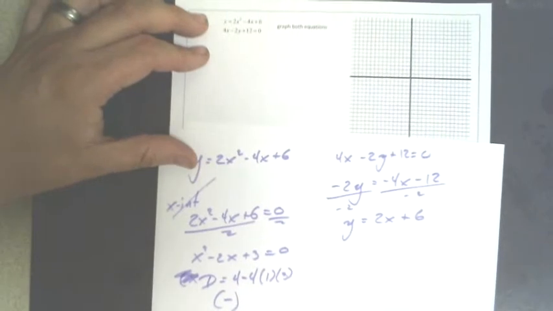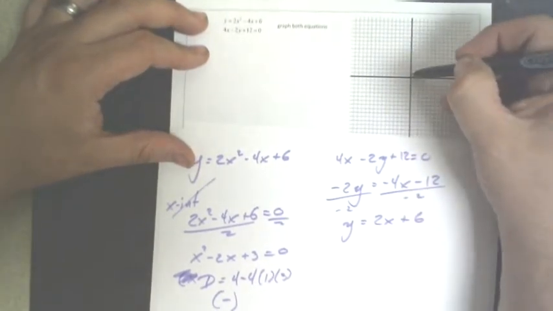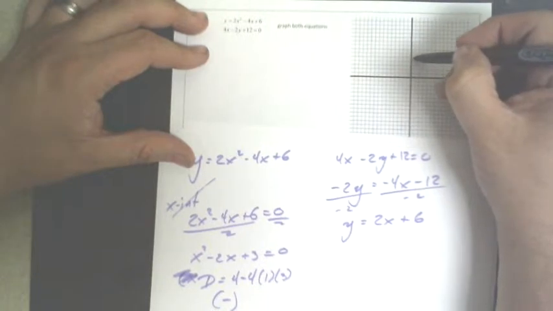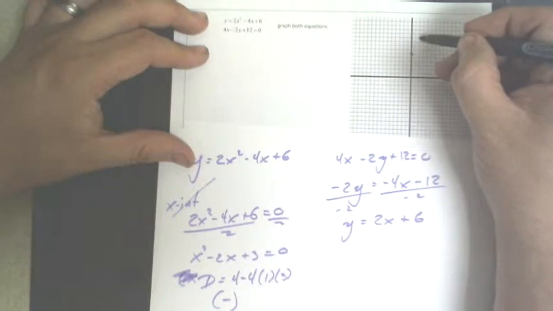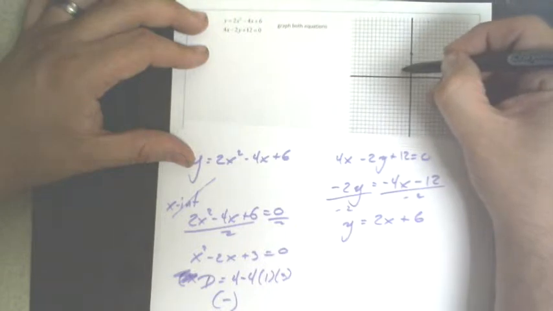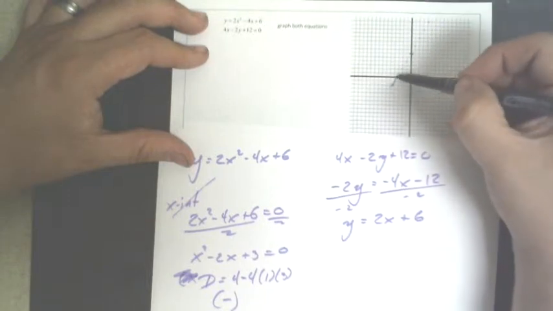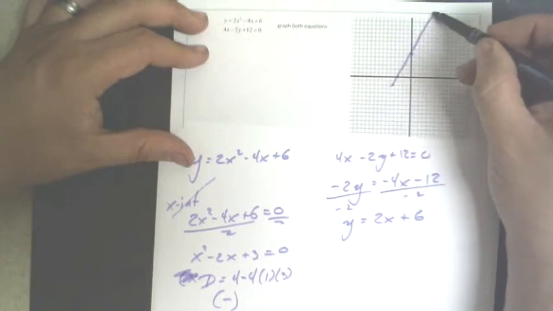So if you want to plot those on your graph, your line has a y-intercept of 6 and a slope of 2. So y-intercept of 1, 2, 3, 4, 5, 6. Slope of 2 means up 2 over 1. Up 2 over 1. So I'm going to plot a couple of points here, or down 2, back 1, just so I make sure I'm all neat and tidy. Down 2, back 1. So we have a nice line.